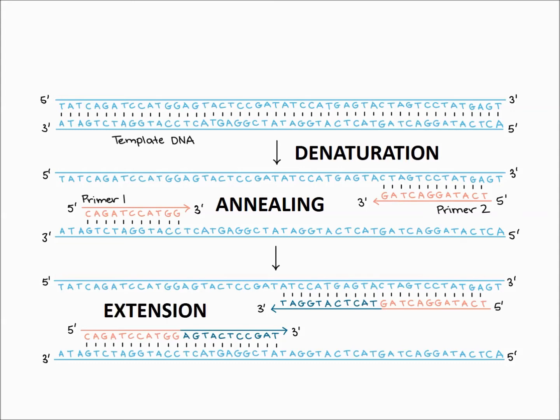In the last step, extension, Taq polymerase, which is not shown in the diagram, extends the sequence from the primers onwards and forms 2 new daughter strands that are in dark blue. And if you notice, the daughter strands will have sequences that are complementary to the template strand by the bases. So the Taq polymerase essentially adds nucleotide by nucleotide of the daughter strand based on the sequence of the template strand.